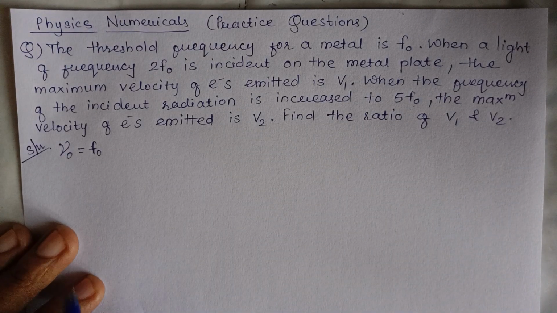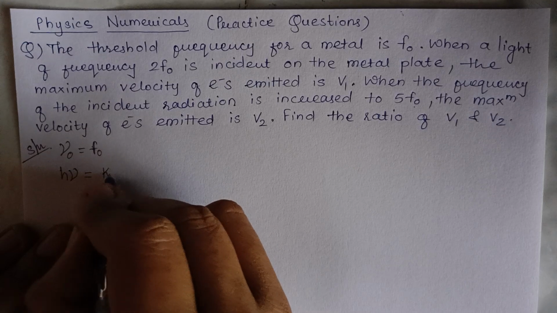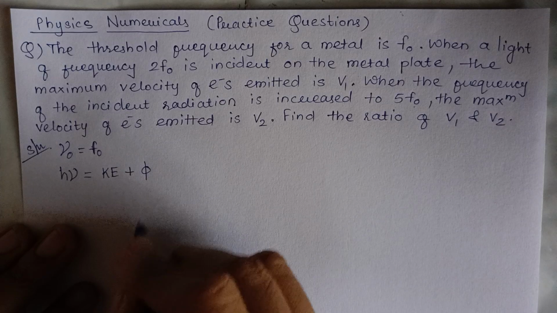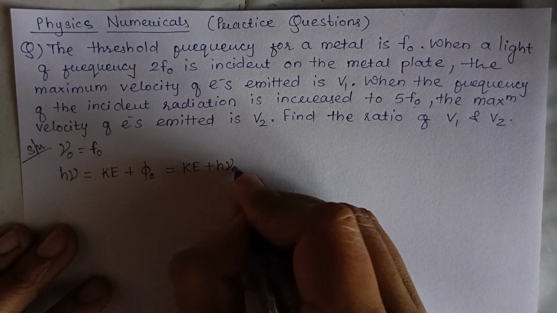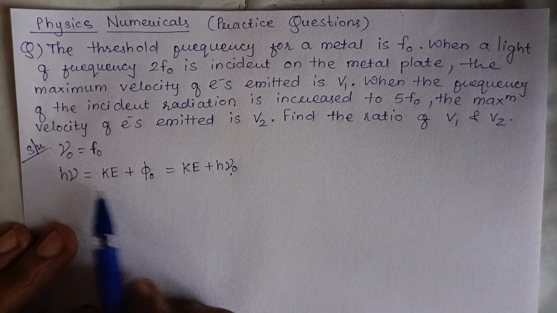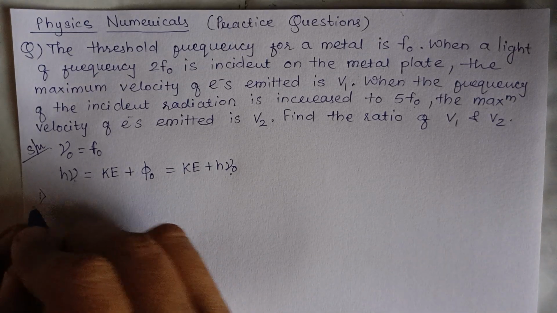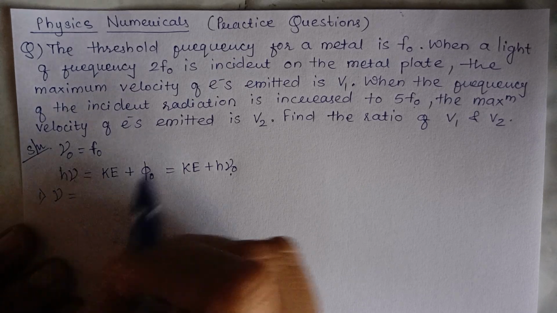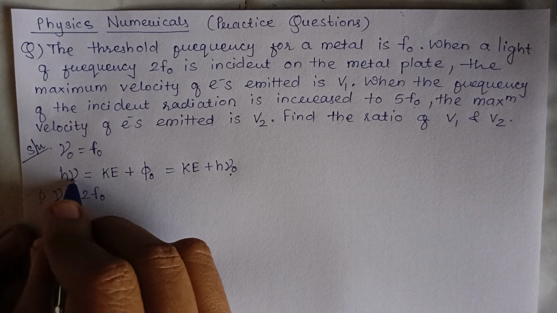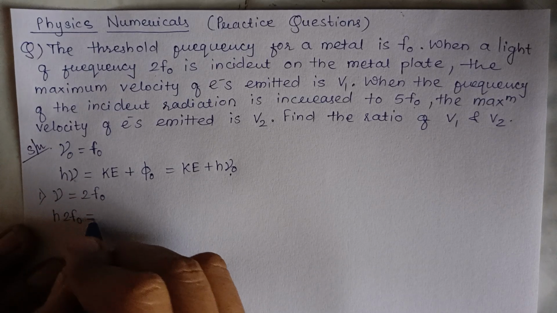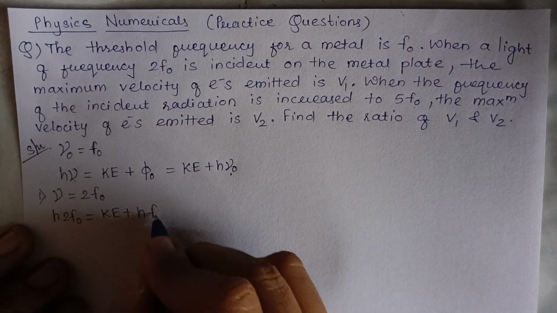Now we have one equation: the energy of the incident radiation is equal to kinetic energy plus the work function. Correct? How is work function written? h nu naught, that is the threshold frequency, and this is the frequency of the incident radiation. So first, the frequency of the incident radiation is given to be 2F0. In place of this you have to write 2F0. This thing remains, this is F0, right? So we can write here F0.